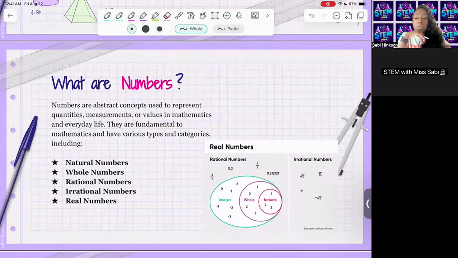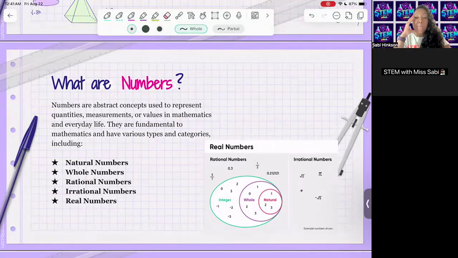Natural numbers are exactly what they sound like. What do we do when we naturally count? Natural numbers are called the counting numbers. If I tell you to count, you're going to go 1, 2, 3, 4. You're not going to say negative 4, negative 3. What do you naturally do when you count? Those are natural numbers. Whole numbers are the counting numbers, the natural numbers, including zero.